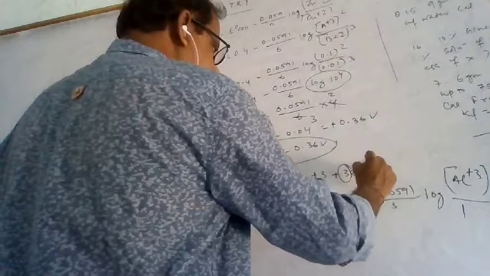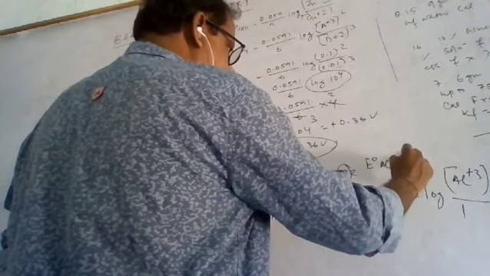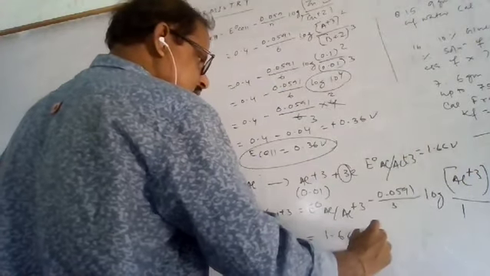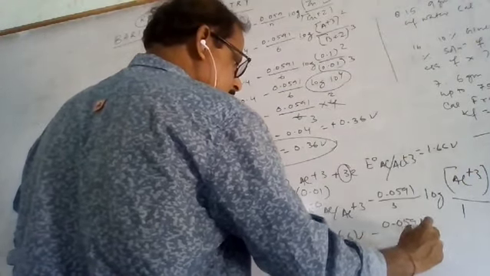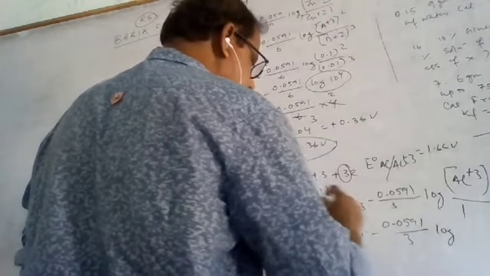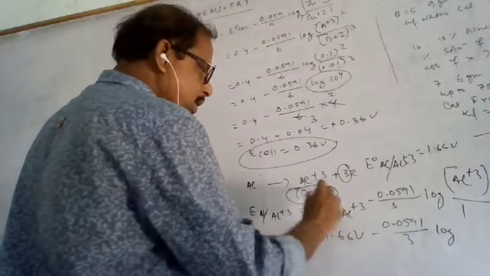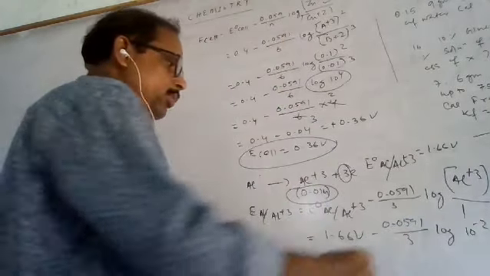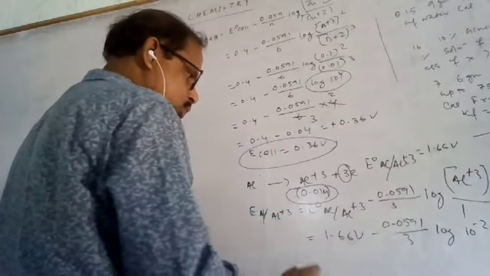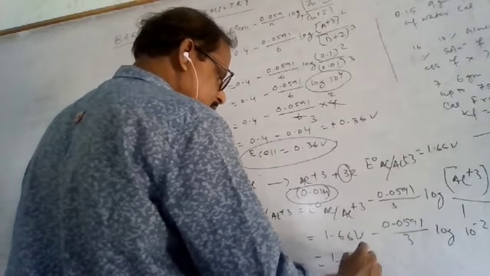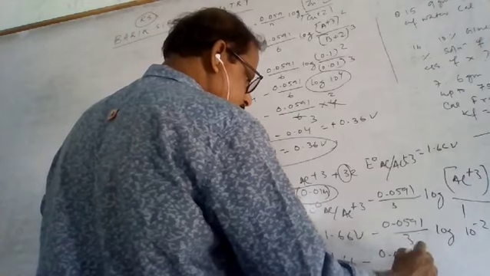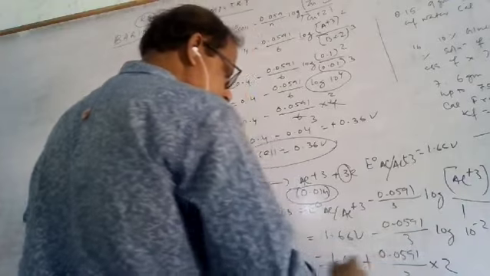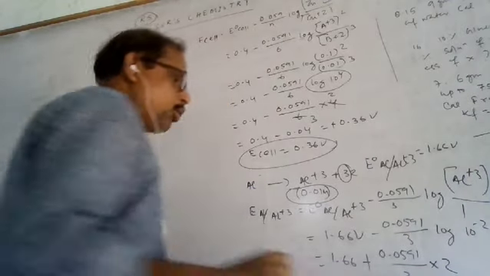So let me write the E naught of Al to Al+3. That is equal to 1.66 volt. So it is 1.66 volt minus 0.0591 by 3, and it will be log of 0.01 M, which is given here. So it will be 10 to the power minus 2, and log of that is equal to minus 2 only. So that is 1.66 minus 0.0591 by 3. Now we will make it plus because the minus 2 comes here. Then finally you can calculate how many volts it is.